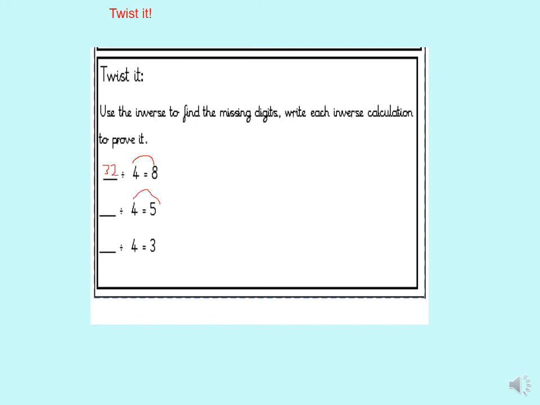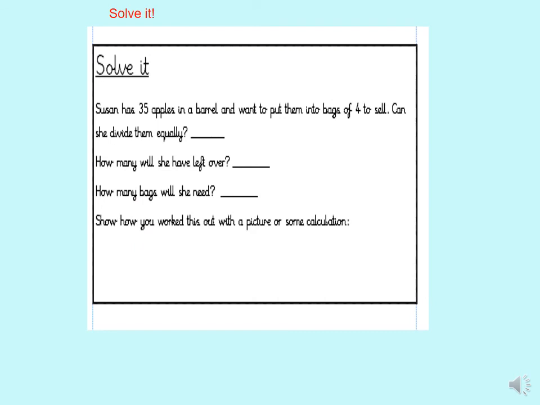What do you know about 4 times 5? And that will give you your answer. And what do you know about 4 times 3? And then your solve it is a word problem. You need to decide if there are going to be any remainders in this question. Susan has 35 apples in a barrel and wants to put them into bags of 4 to sell. Can she divide them equally? So you need to have a go at this one.